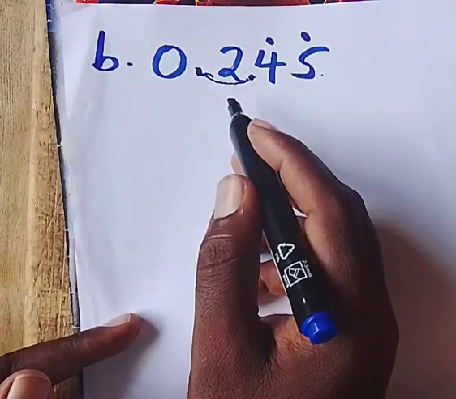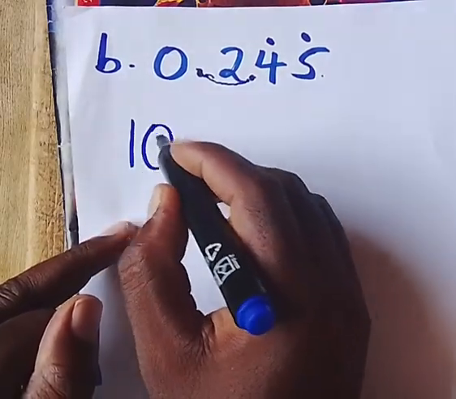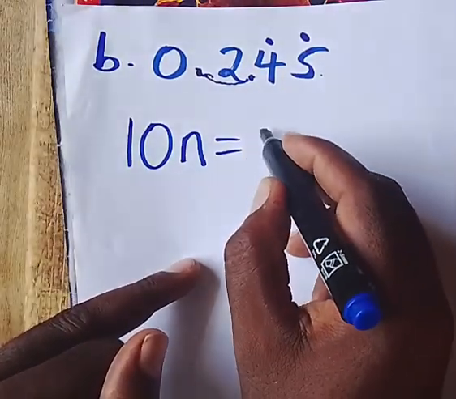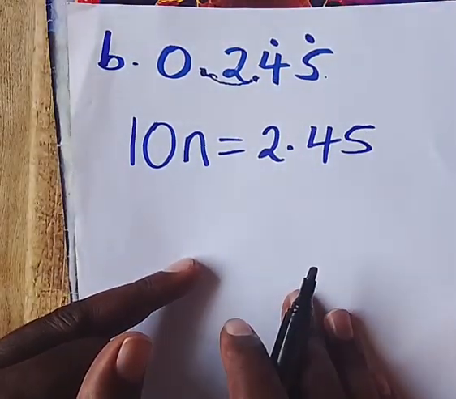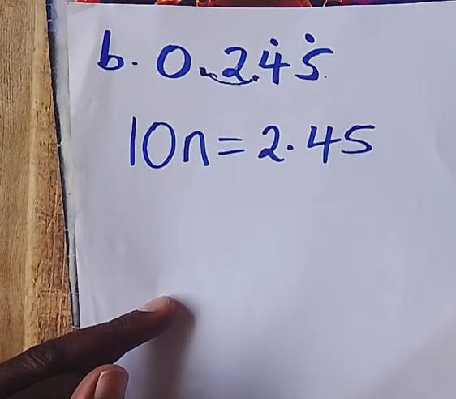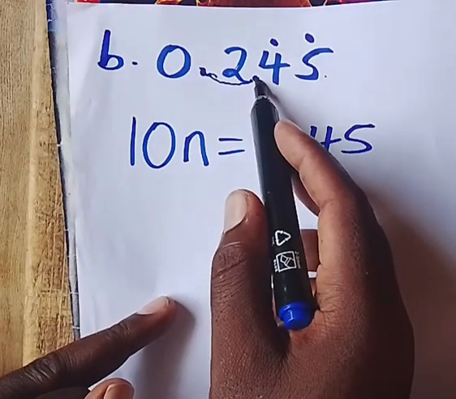So 1 means 10, which is 10. So we'll have 10n is equal to, now the decimal is here, so we'll have 2.45. Just like that. You just repeat the recurring digits. Now, that is step 1.